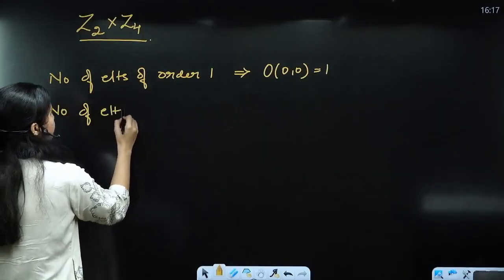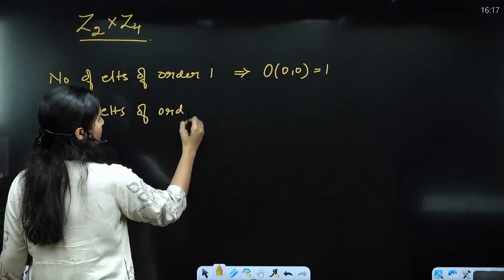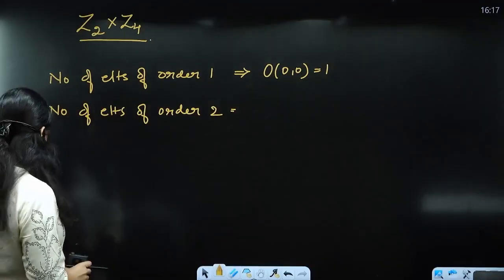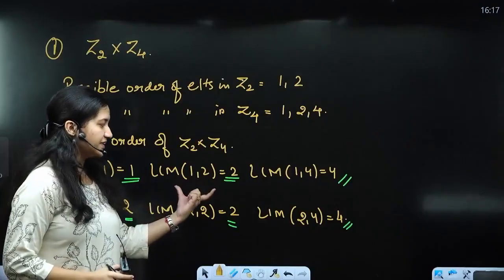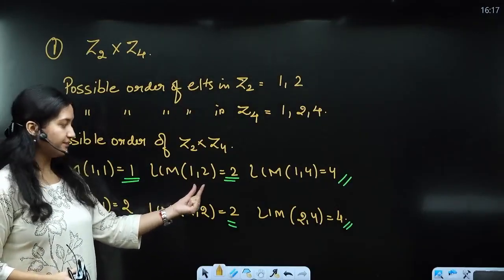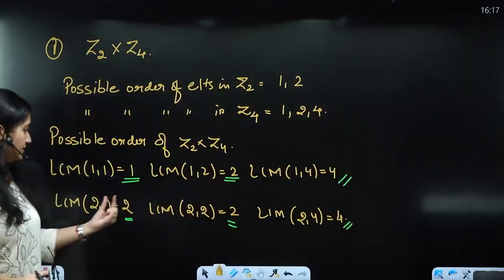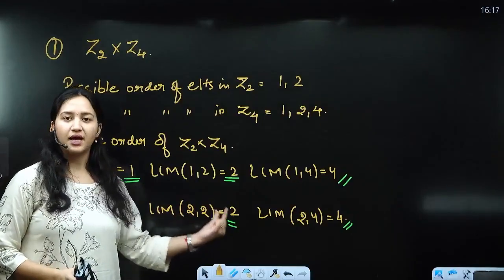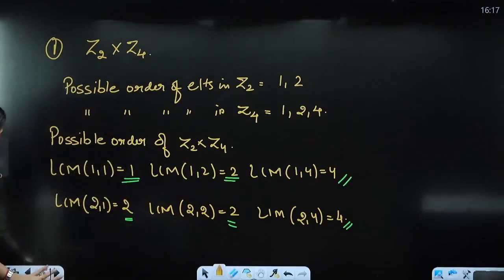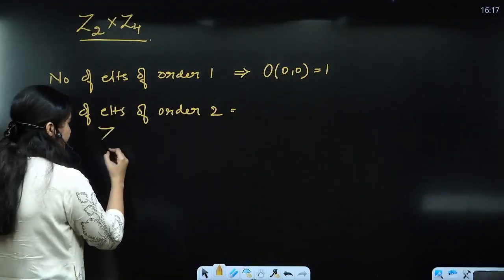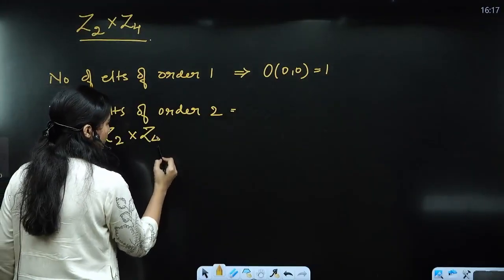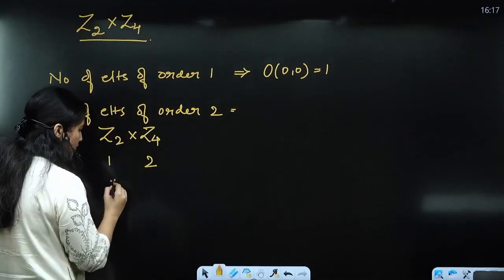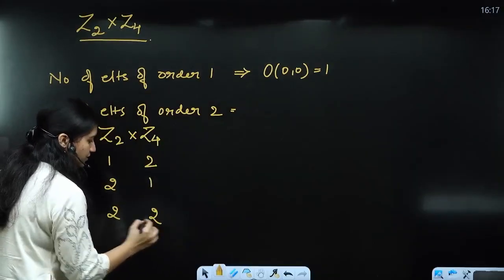But the real work comes when we are trying to solve for the number of elements of order 2. Now what are the possibilities? The possibilities are that the first element is of order 1 and the second element is of order 2, the first element is of order 2 and the second element is of order 1, and both the elements are of order 2, right? So these are the three possibilities where we can get elements of order 2 in Z2 cross Z4. So what are the possible pairs? 1, 2, 2, 1, 2, 2, right?